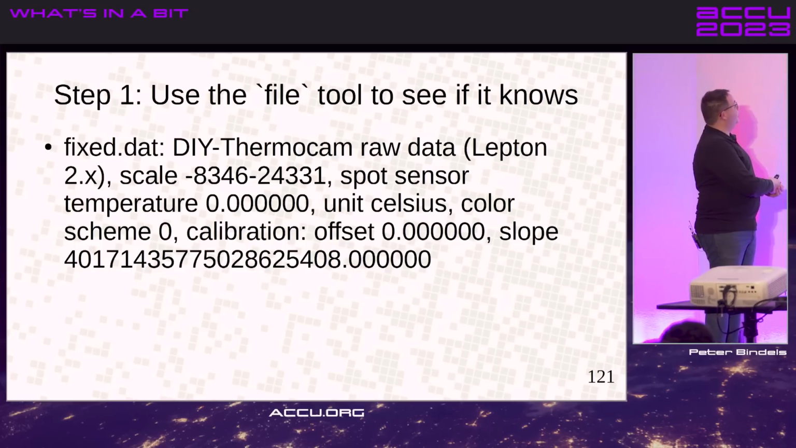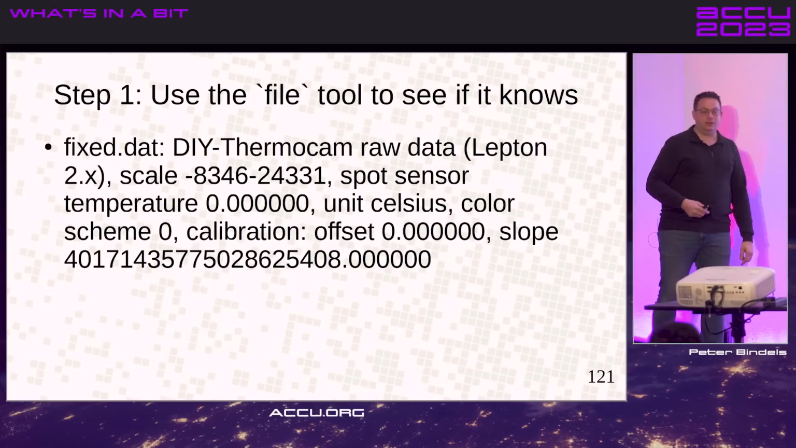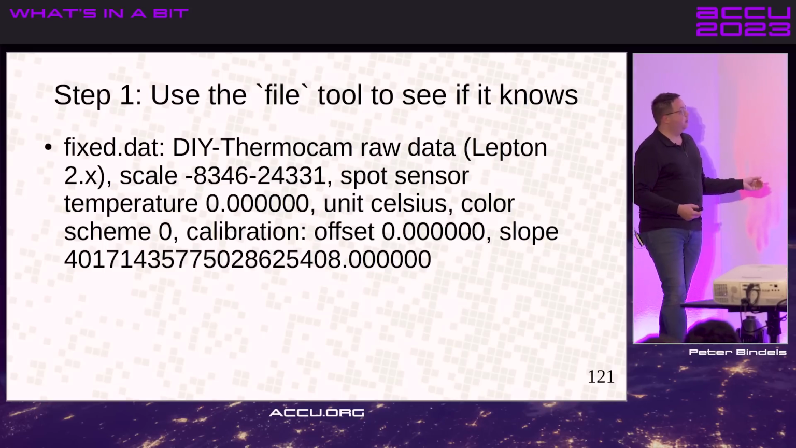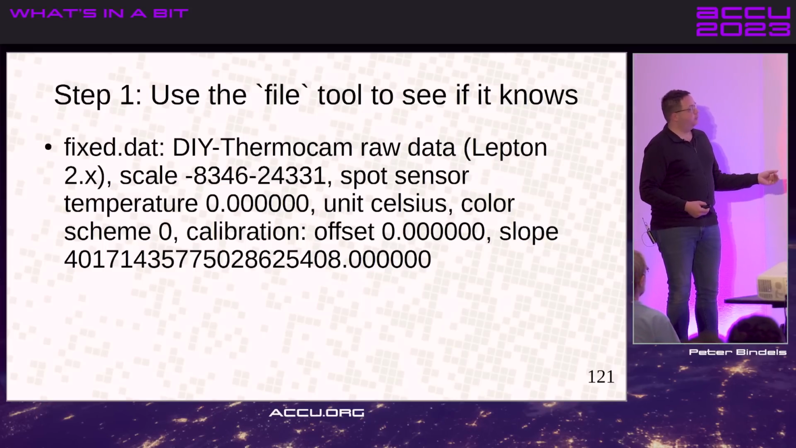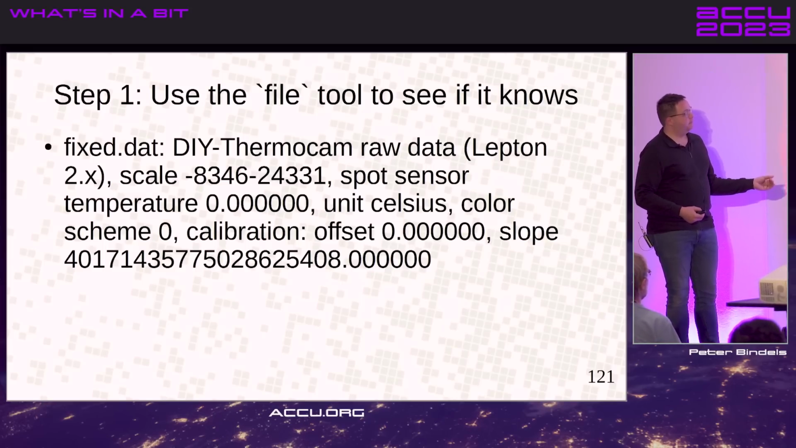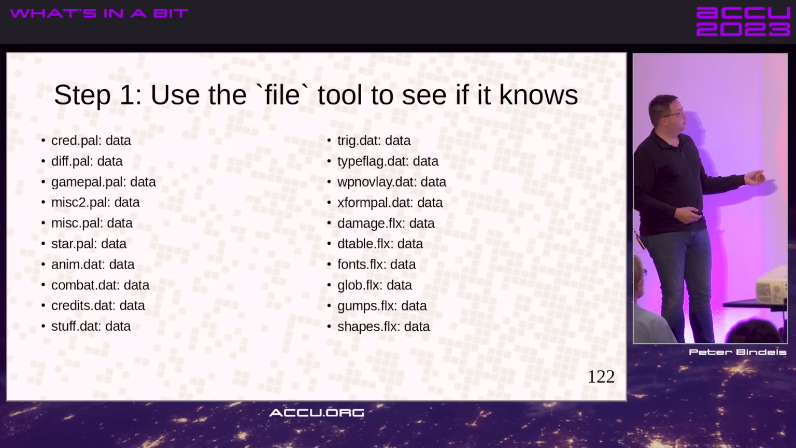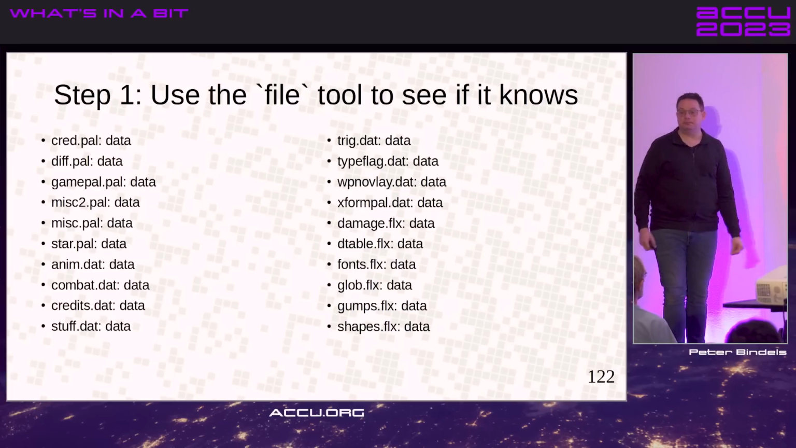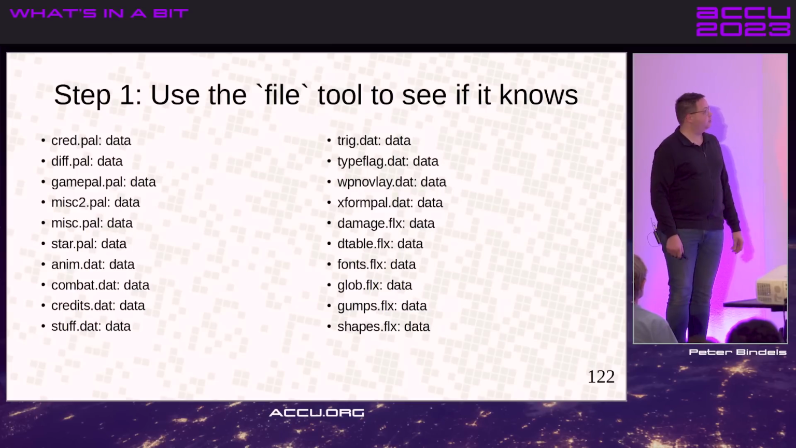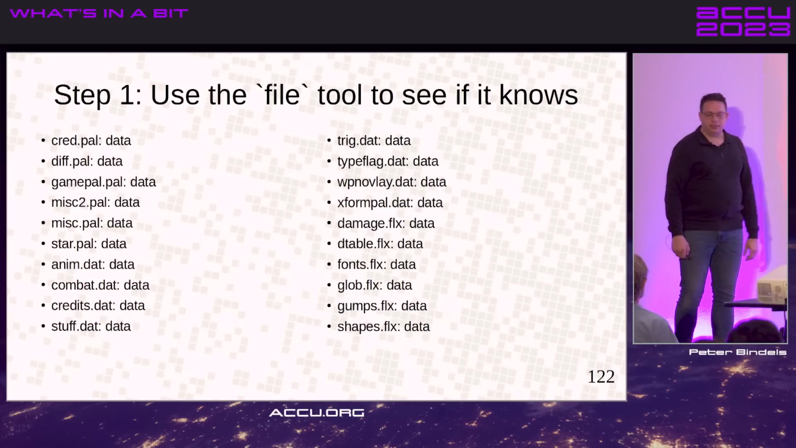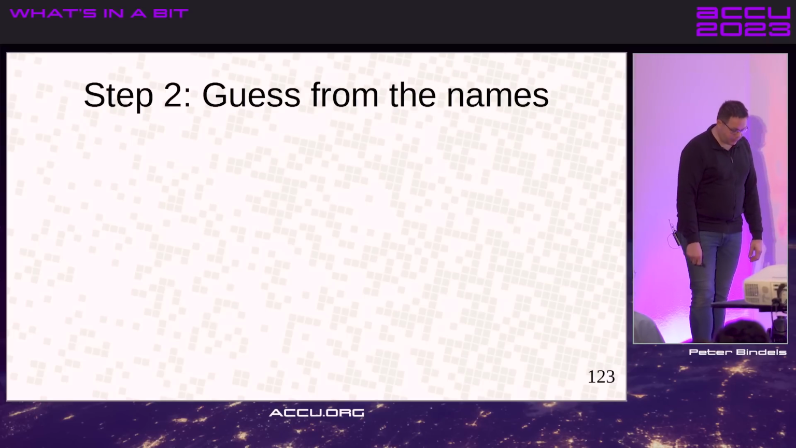So, second bit, we have a fix.dat. And the file tells me it's a DIY thermocam raw data file with a temperature of absolute 0 and a negative scale. I don't think that's right. These are data. In case you hadn't guessed, data is data. That's not helping.